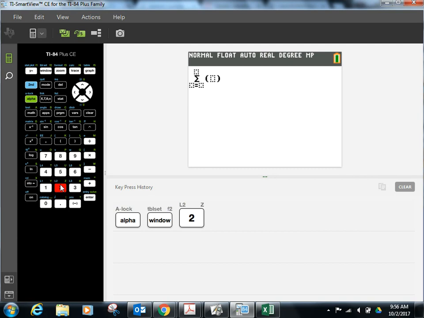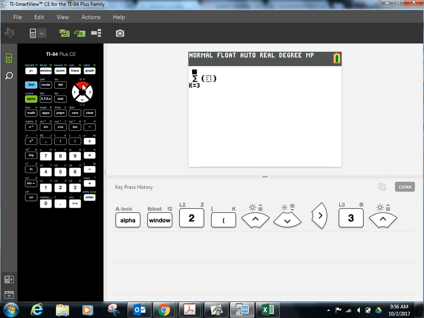K equals 3. So if you want to use the K button, find out where K is. You could also just plug in X instead if you want, if that's easier for you to find. Okay, so K, see right here, equals 3. And what's my ending value? Oh, I got to plug in 3, sorry. What's my ending value? 5.